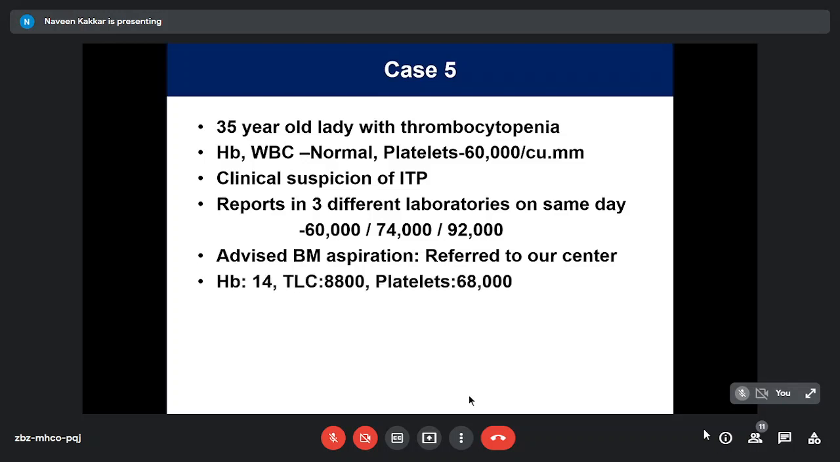The CBC that we did found normal Hb and TLC. Platelets were still low, 68,000. But again, if you see 4 different reports, although these 2 match pretty close, in the same day. Blood smear showed large platelets, and our manual platelet count was about 1.2 lakhs. So if you look at your first count, 60,000, double that is the actual count, but still thrombocytopenic.